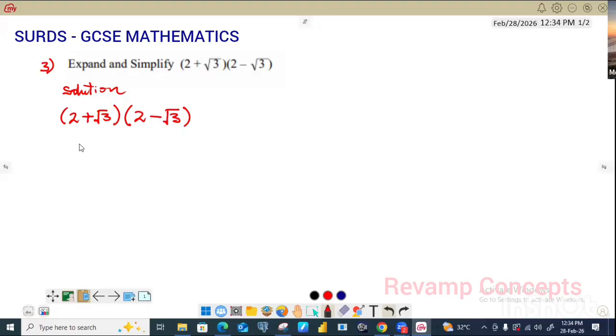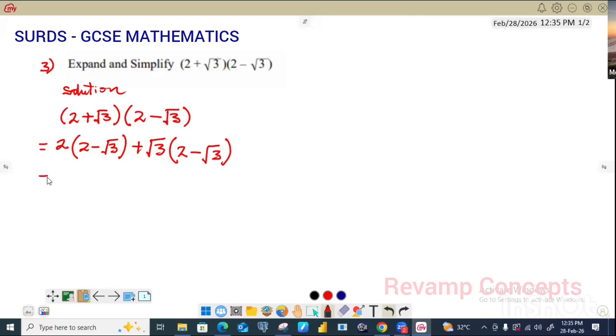Now, to make it very simple, use all the terms in this bracket to multiply all the terms in this bracket. And how do we express that in a way that will help us not to be confused? You can just bring out the first term in the first bracket, that is 2, and open these 2 terms in the second bracket. Also, the second term in the first bracket, which is plus root 3, open bracket again and write all the terms in the second bracket. Now, let's use the number in front of the bracket to open the bracket.